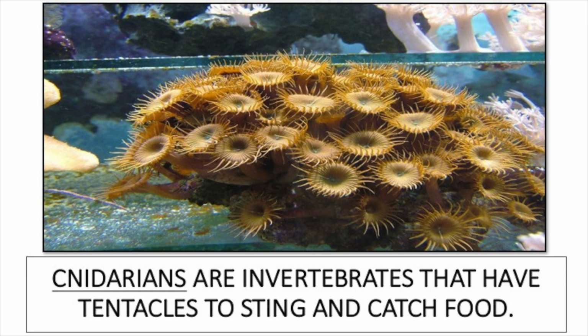Cnidarians are invertebrates that have tentacles to sting and catch food. Yes, you see here all of these long pieces of the cnidarian here. These are tentacles. And what they do is, as fish and other small animals go past, they will reach out and they will grab. And then here, they will eat them. Do they have a backbone? No backbone. So they are invertebrates.